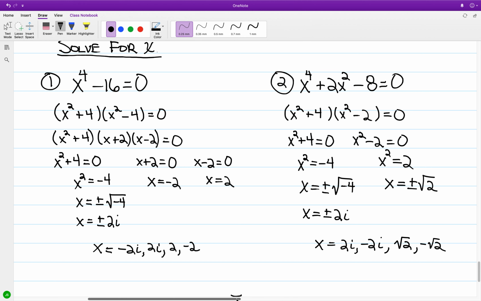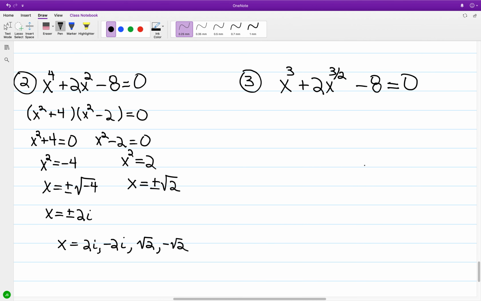Now let's say that for what we have as a third case, I'm going to keep the coefficients. And if you notice, we have x cubed plus 2x to the 3 halves minus 8. Now this equation is going to be quadratic in x to the 3 halves. And if I factor, notice we have negative 8 as the last coefficient, plus 2 as the middle.